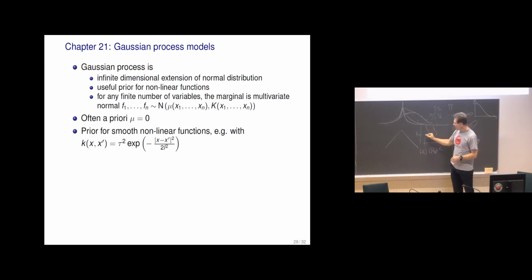So if we know that f at x1 has a certain value, then because there's a high correlation very nearby, any function values nearby have to have a conditionally quite narrow distribution. And conditionally on this point, further away they can have wider and wider distribution. So this gives us a smoothness assumption.